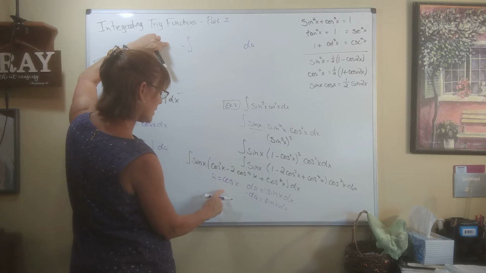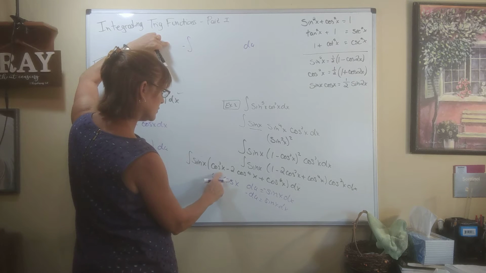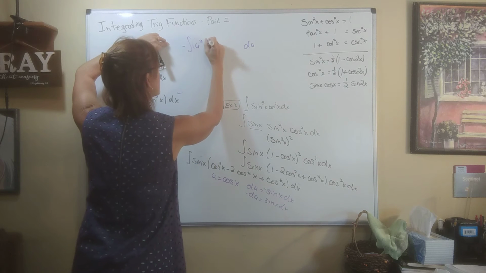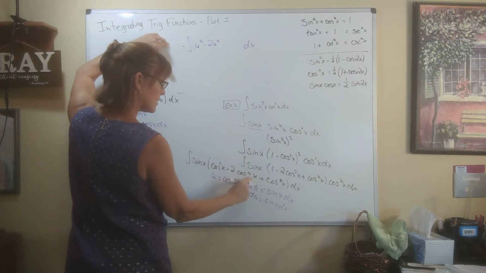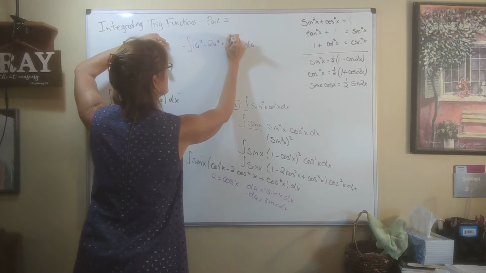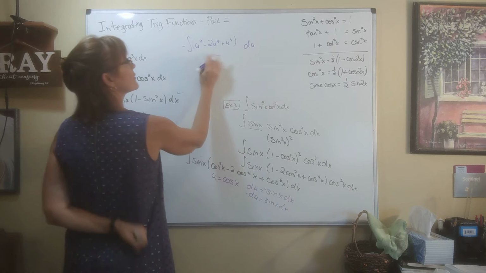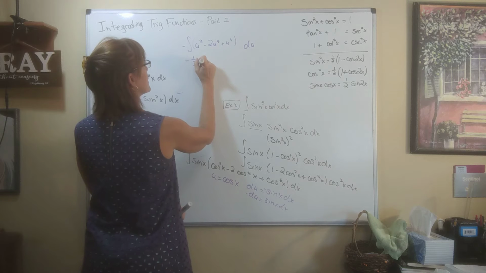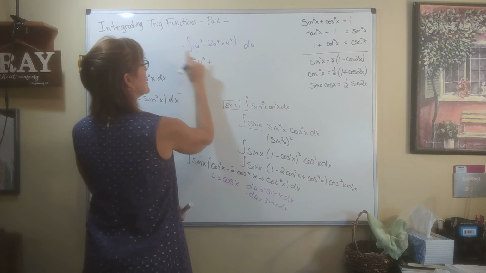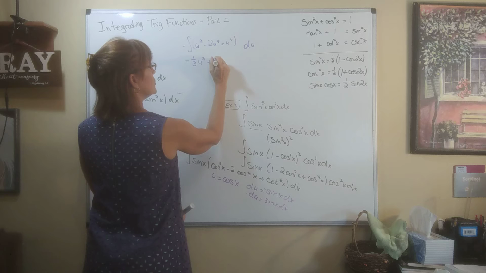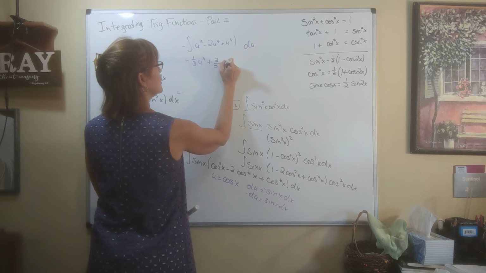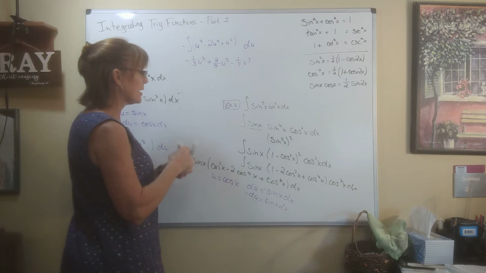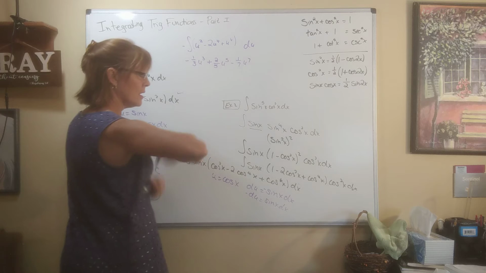So I have to accomplish that by writing u squared minus 2u to the fourth plus u to the sixth du. All right, let's just integrate with the power rule. This becomes negative 1/3 u cubed plus, negative times negative is plus, 2/5 u to the fifth minus 1/7 u to the seventh. Rewrite everybody back in terms of the original variable.